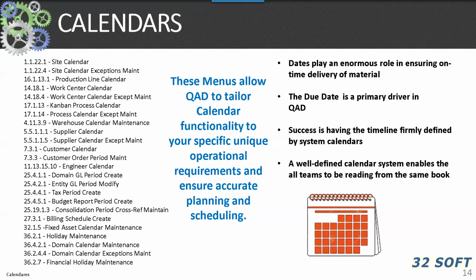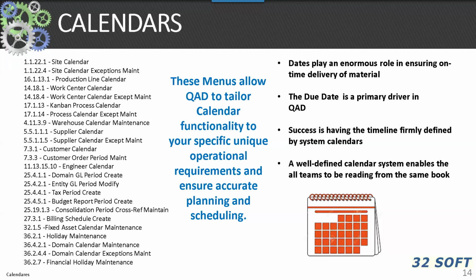Now let's look at several of the specific functions and tools by which we can theoretically optimize material requirements planning and the resultant production schedules. Calendars are critical to the operation of QAD's ERP software for several reasons. Firstly, dates play an enormous role in ensuring on-time delivery and production. The due date is the primary driver in QAD. It's used in sales orders, work orders, purchase orders. All the essential tools of ERP revolve around the accuracy of the due date.